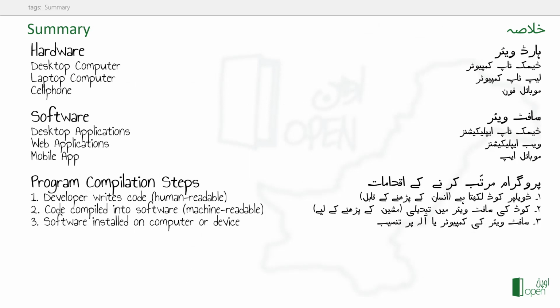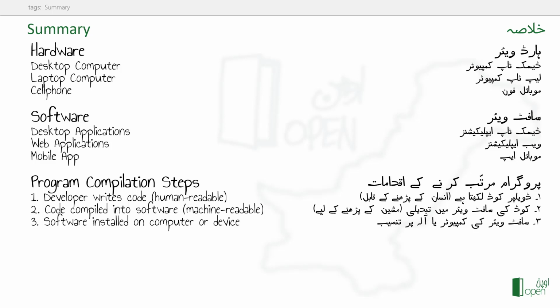To summarize the previous discussion, the hardware that a software or program deploys to are desktop computers, laptop computers, or cell phones. Software can be characterized as desktop applications, web applications, and mobile apps.